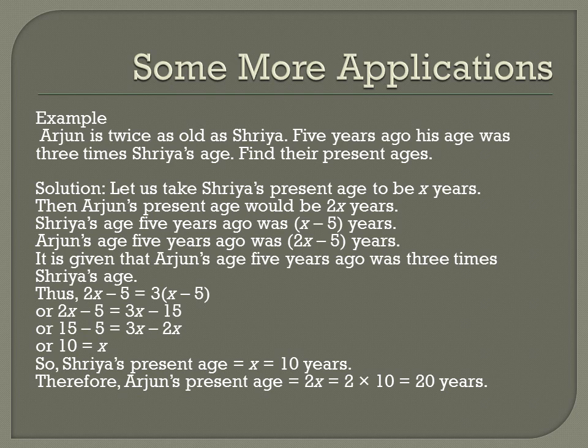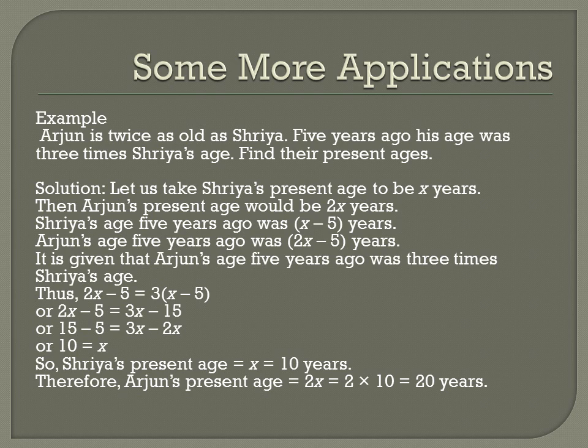Therefore, Arjun's age can be taken as twice x, 2x. Okay, we have made our assumption. Shriya's age be x and Arjun's age be 2x. Now, what is the second condition? 5 years ago, both of their ages were 5 less than the present age. Therefore, 5 years ago, Shriya was x minus 5 and Arjun was 2x minus 5. Okay, children, 5 years ago, Shriya's age was x minus 5 years and Arjun's age was 2x minus 5 years.